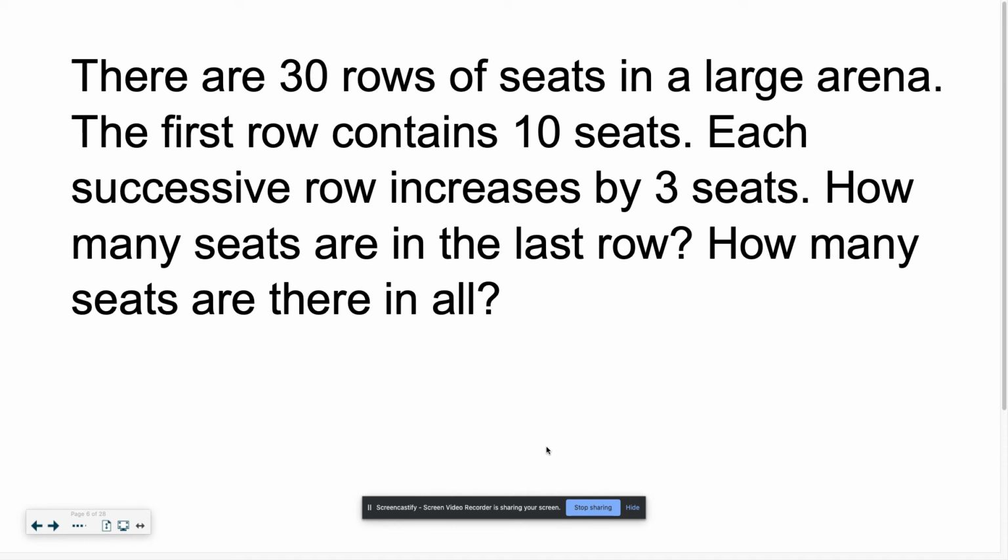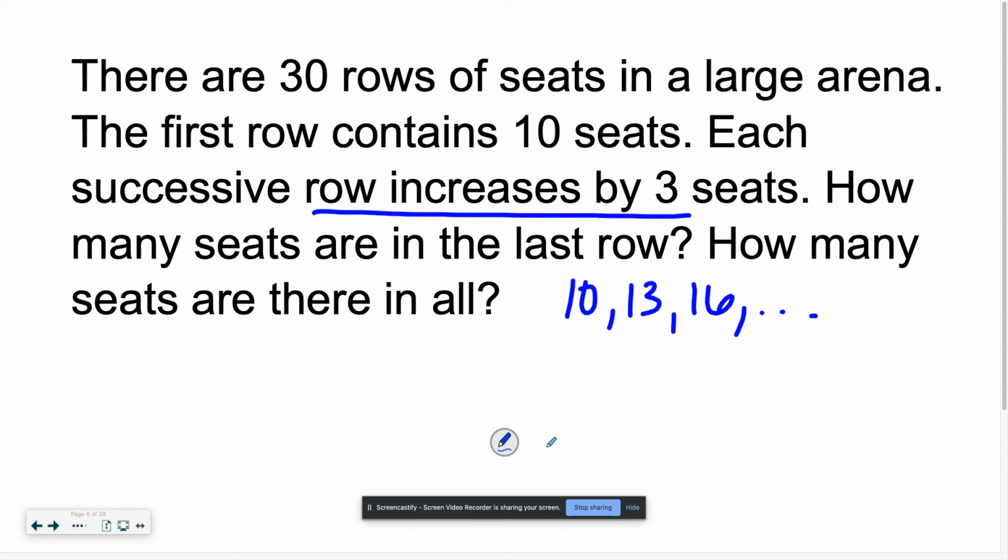Okay, so if we know there are 30 rows total, I really like how these problems set you up to use both formulas without you even knowing that they're asking you to do that. So if they tell you the first row contains 10 seats and then they increase by 3, we know that it's going to keep going from there. It asks you how many seats are in the last row. Well, they tell us there are 30.